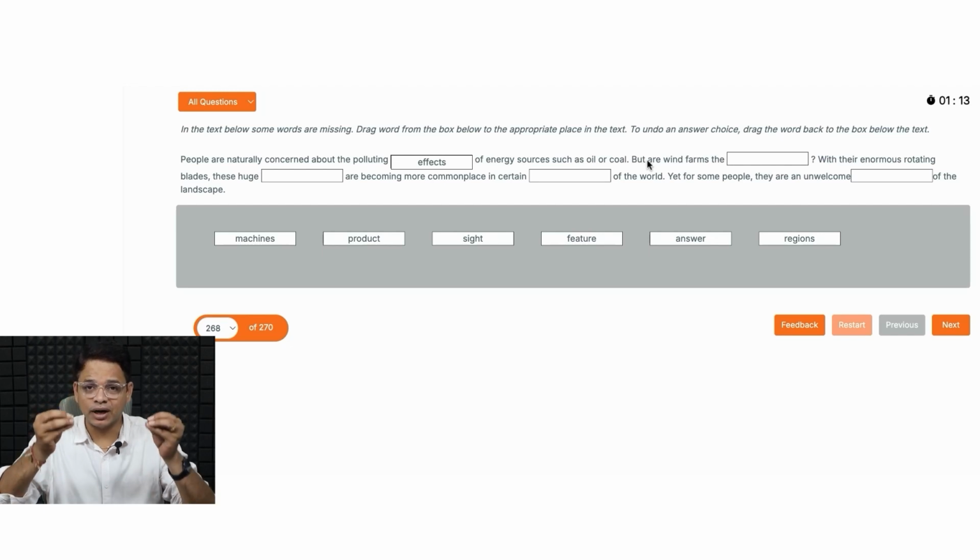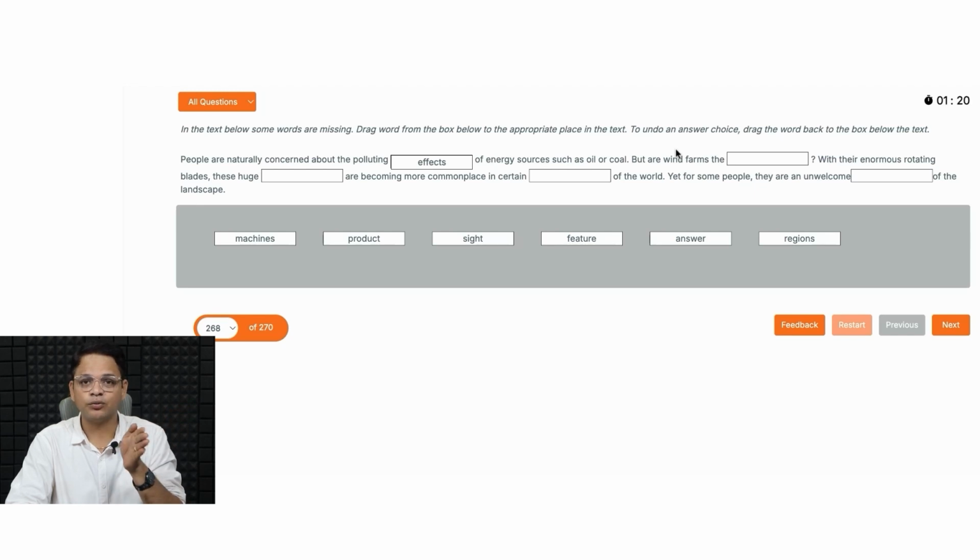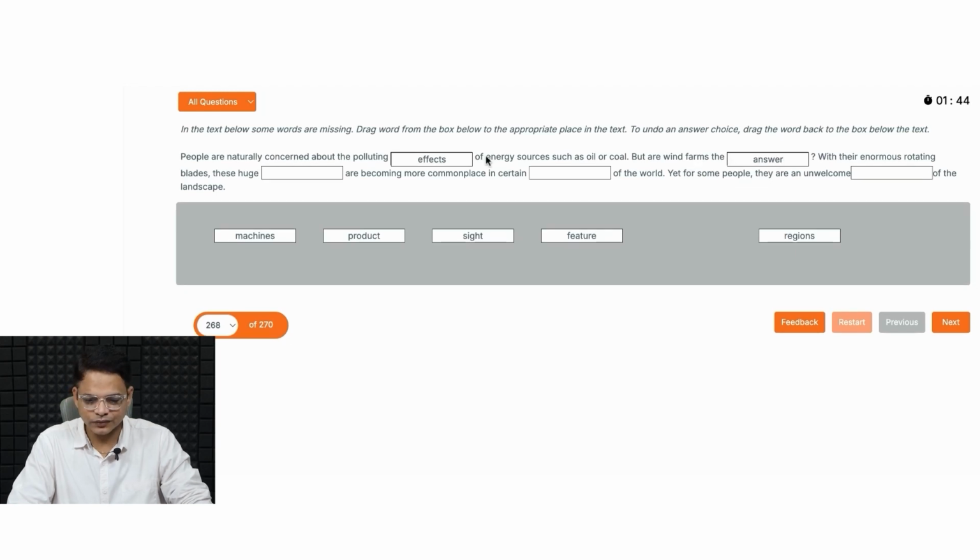Now, guys, this but also is what? A contradictory word. So before but, if you have any negative information, after but there should be what? Some positive words coming, right? So now positive word we need here, but our wind forms the noun is required. After the, if there is a blank, it's what? Noun, right? So wind forms the machines, product, site, feature. These are all plain words, right? Answer is what? A positive word, right? Let's go with answer.